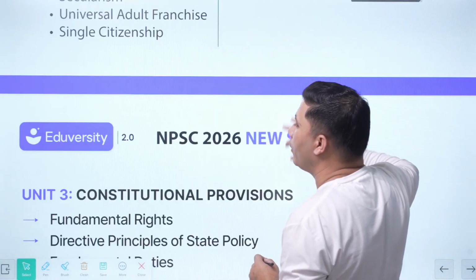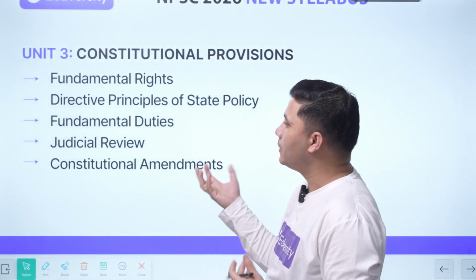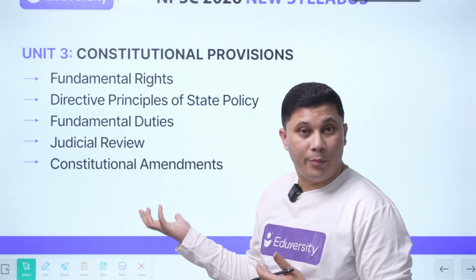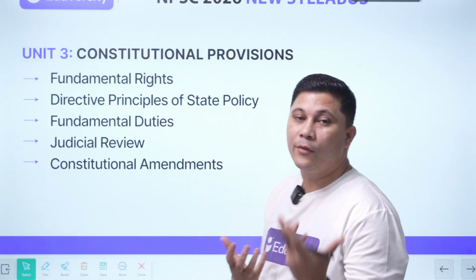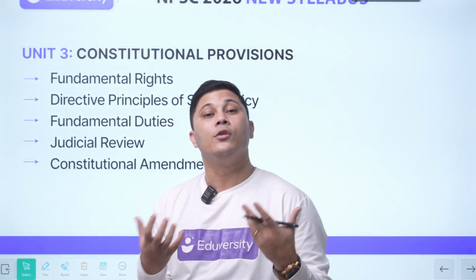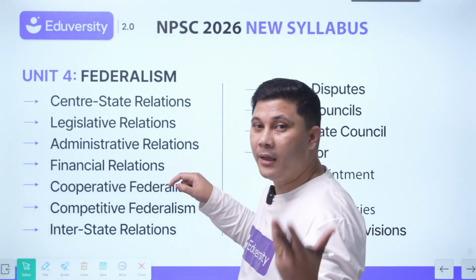In unit 3, you have to understand the constitutional provisions, like the fundamental rights, DPSP, fundamental duties, and judicial review especially, which is very, very important. All the important constitutional amendments, like the 42nd Constitutional Amendment, which is also known as the mini constitution, and the procedures of amending the constitution.